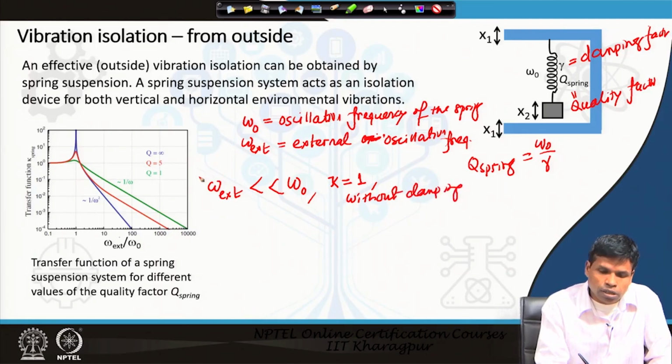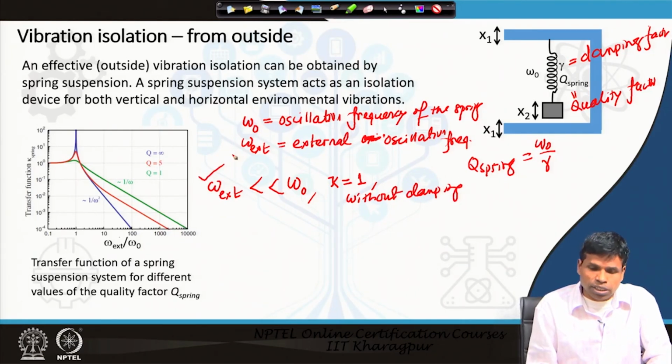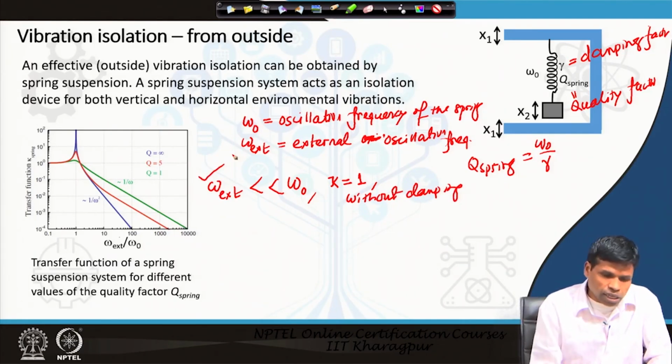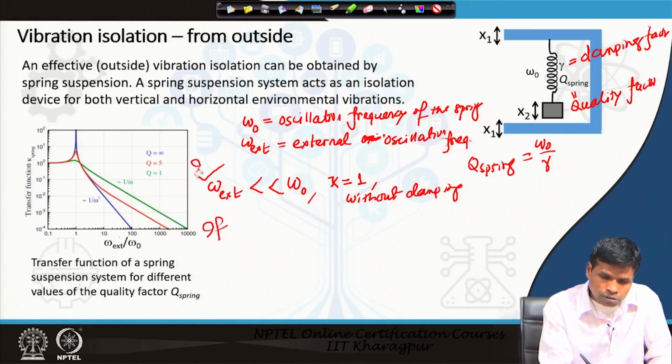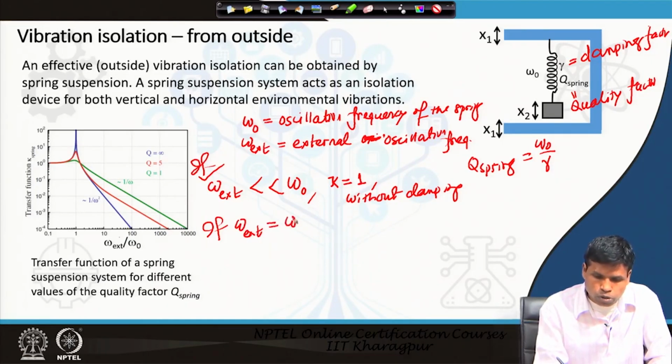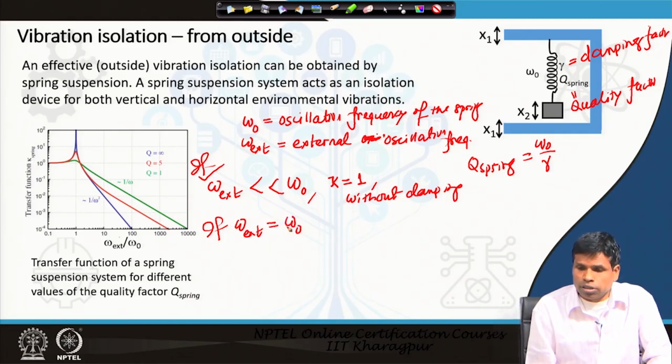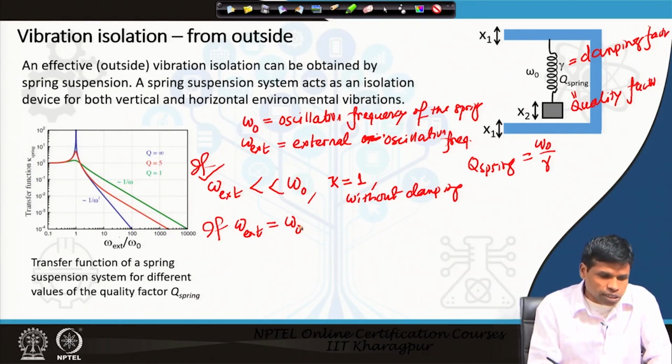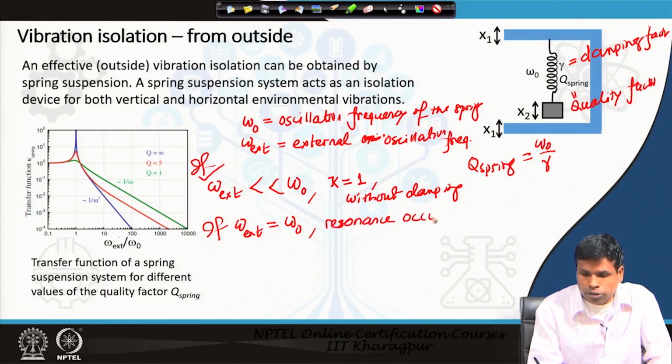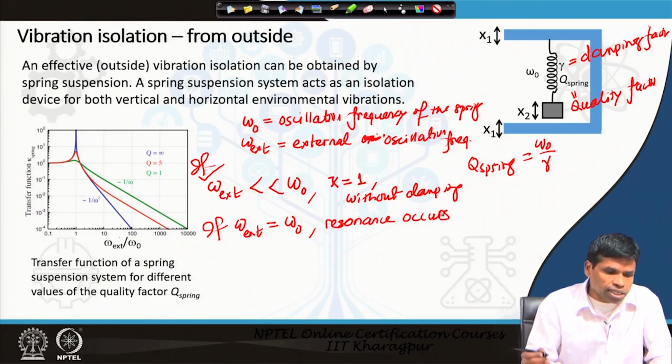If this is less than omega 0, which is the spring, and if omega ext is equal to or close to omega naught, that means their vibration frequencies are similar or the same, then resonance will occur. Resonance occurs and the amplitude will increase.